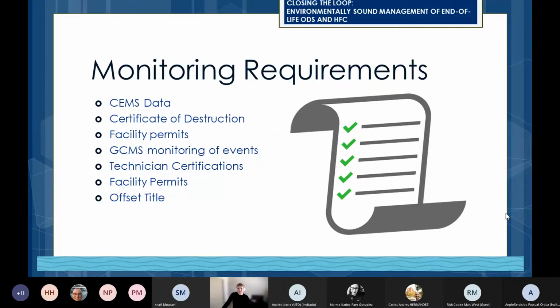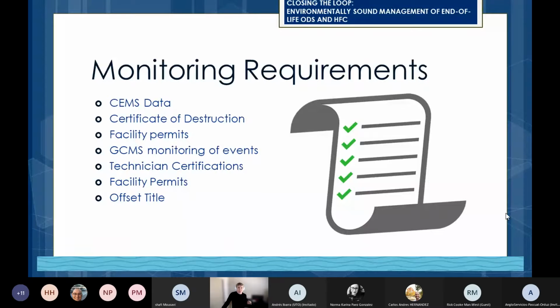And the destruction event itself is monitored with a CEMS system. There are certificates of destruction that need to be kept, facility permits, certifications of the technicians, et cetera. These are all things that are typically monitored and reported to a registry and to the verifier in order to quantify the greenhouse gas emissions reductions and confirm the eligibility.